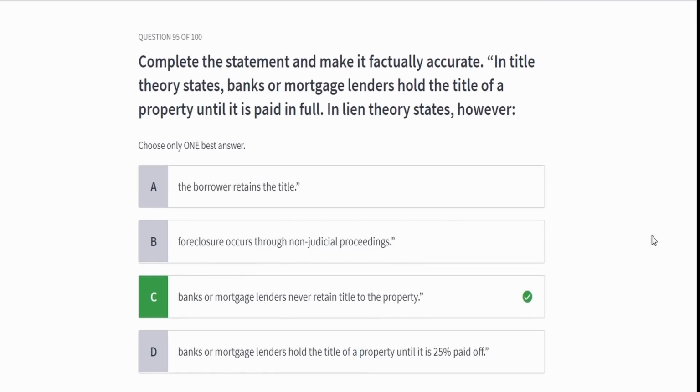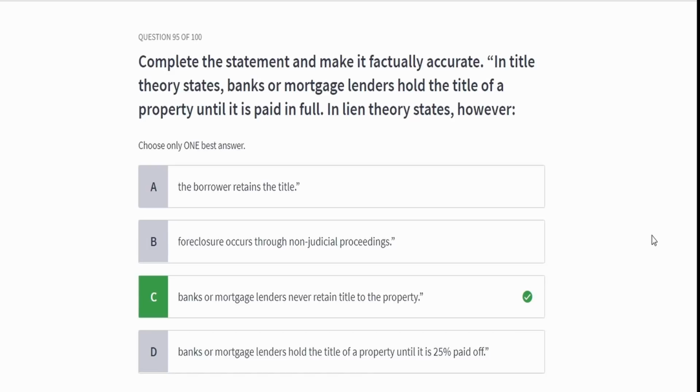You just have to be familiar with these two types. You need to be familiar with title and lien theory. Why do you need to be familiar with both if your state does one or the other? Well, because this does come up when people are moving from place to place and maybe they're not familiar with a certain way, and as an agent, you need to be prepared to answer these questions for them.